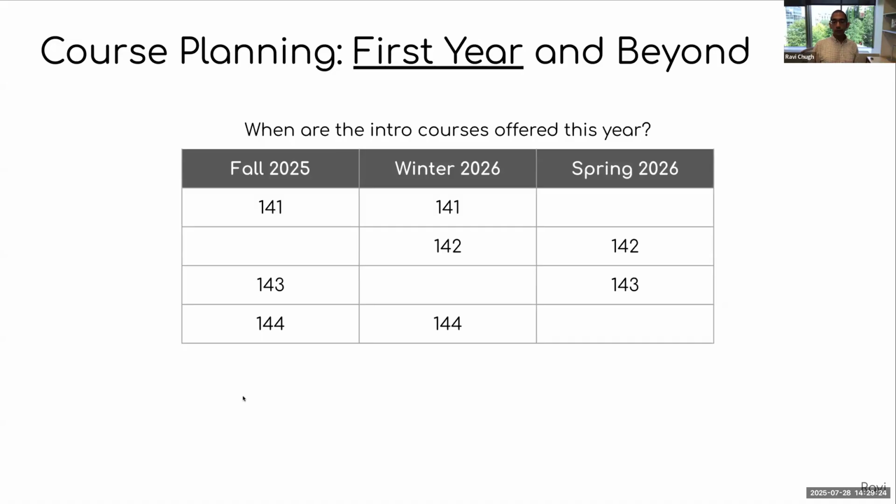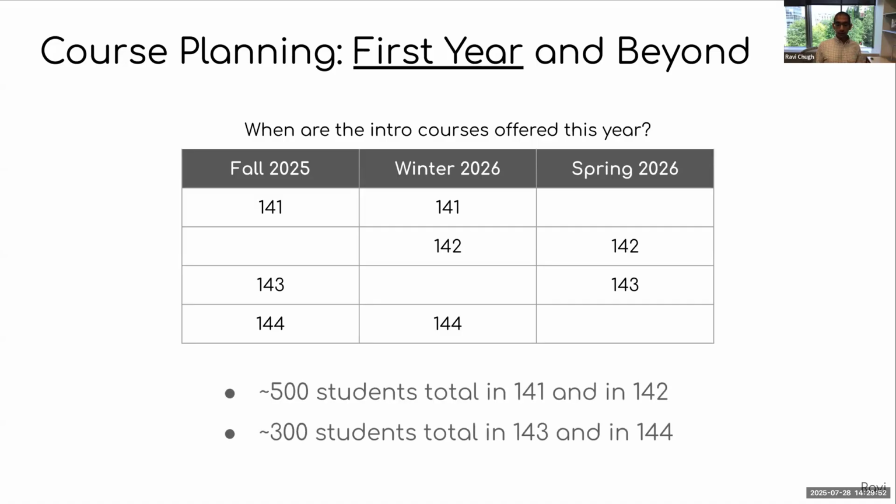One thing to note is that not every one of the 4 introductory courses is taught every quarter. Instead, we offer each of the 4 courses 2 out of the 3 quarters per year. So for example, 141 is being offered both in the fall quarter and the winter quarter. There's multiple sections in each of those 2 quarters. The second course, 142, is offered in the winter quarter and the spring quarter, and so on and so forth.